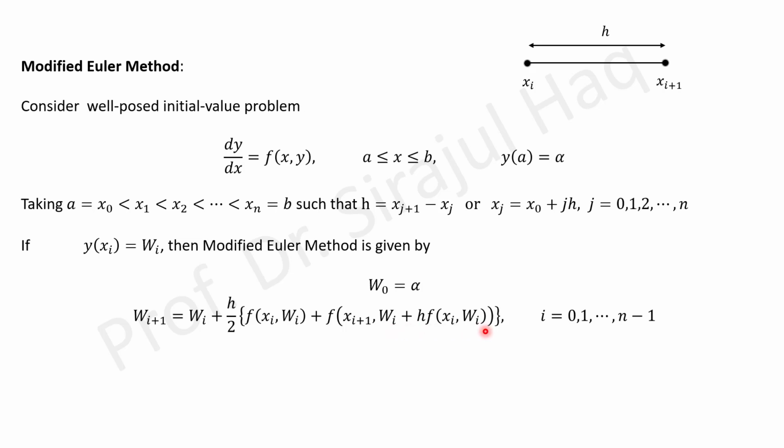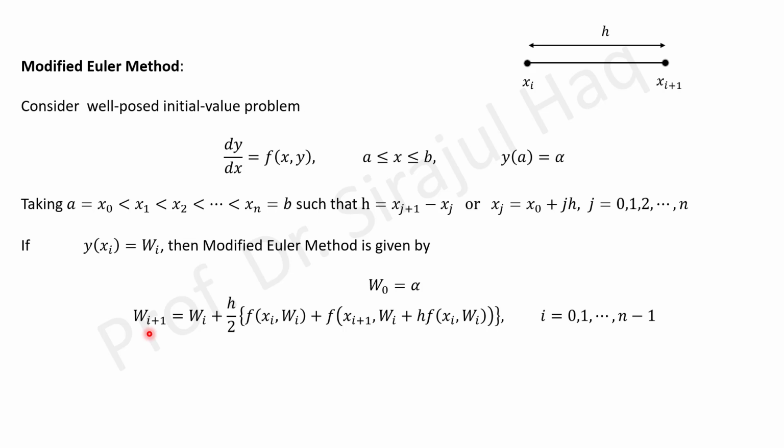Wi plus 1 I have to use here. But remember, Wi plus 1 you are going to find out. So when I use Wi plus 1, this will become an implicit equation. And it is not necessary that you can extract Wi plus 1 from here and combine it with that one. Maybe, but maybe not. It depends upon your function.